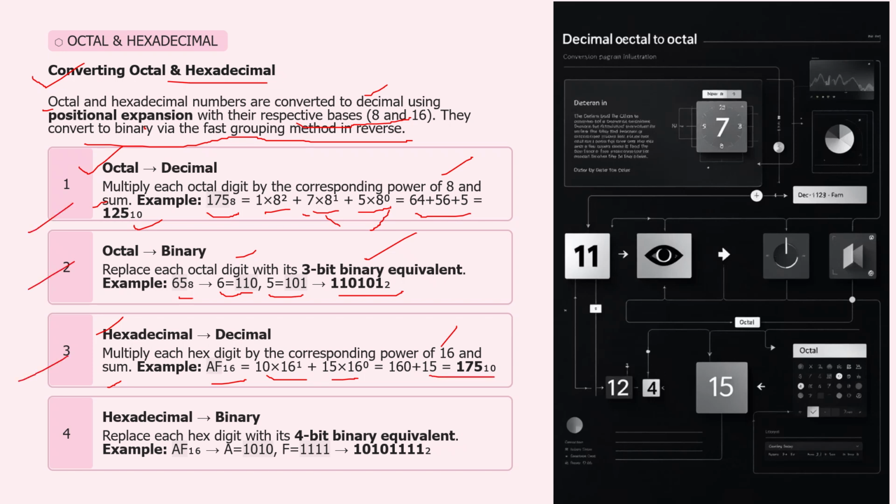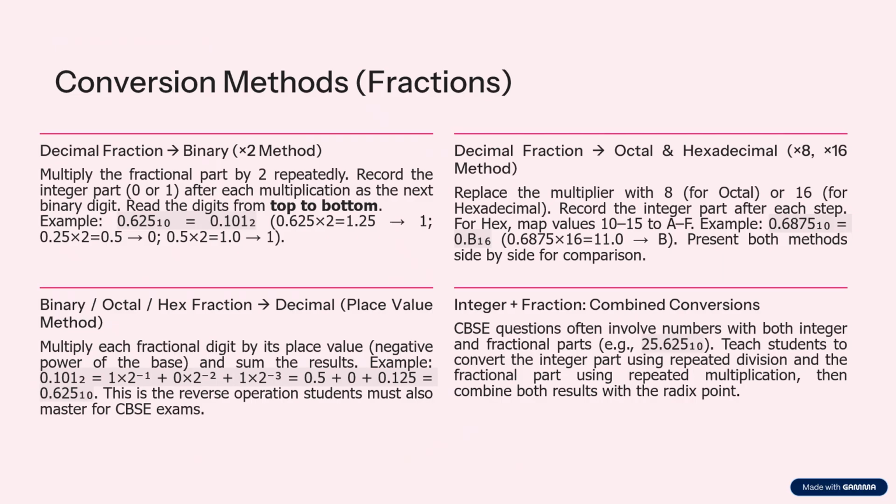And again, like octal to binary, for hexadecimal to binary we group 4 bits. Suppose AF base 16: converting A to 4 bits, 1010, and F to 4 bits, 1111. Then we write the final value, 1010 1111 base 2. Let us move to the next.